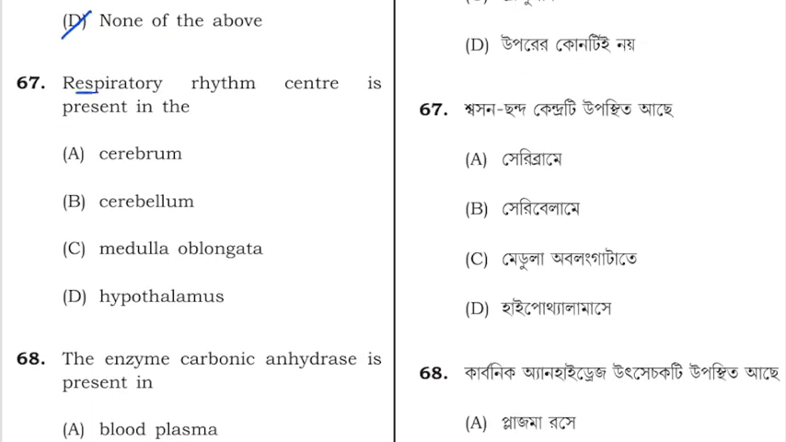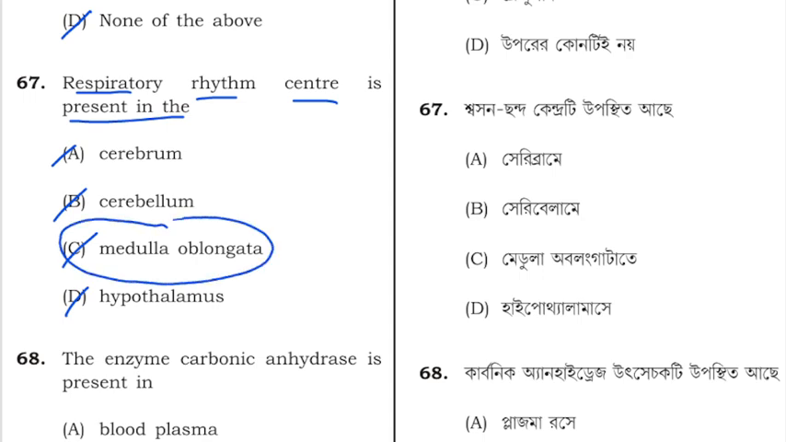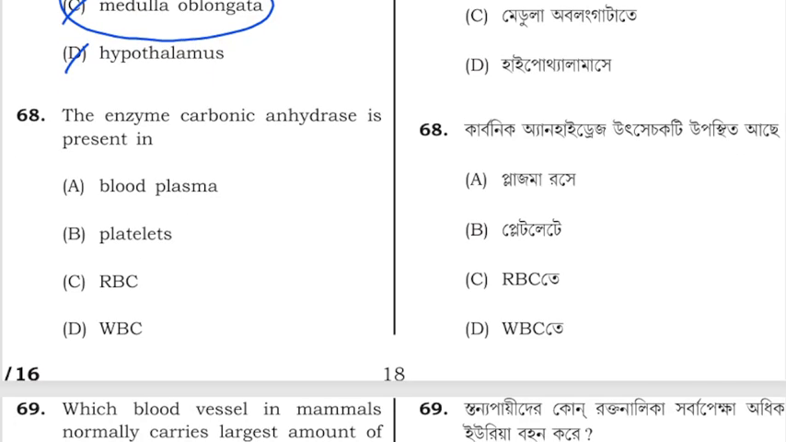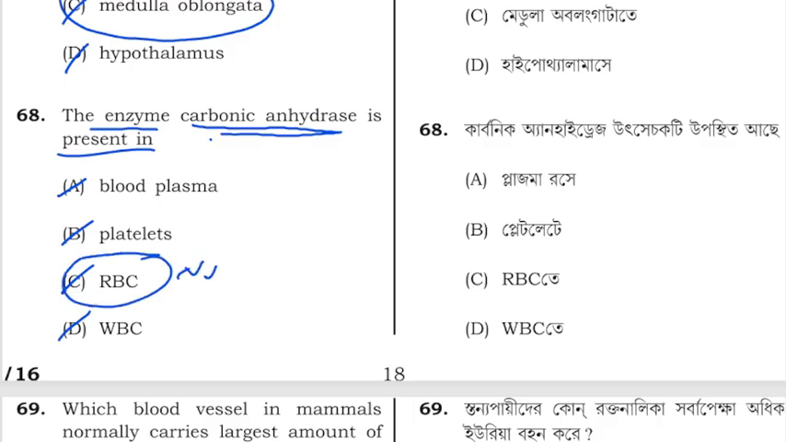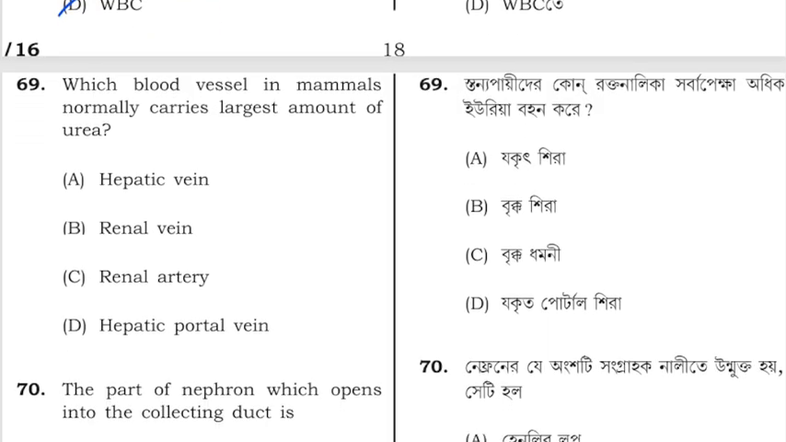Next is, the respiratory rhythm center is present in: cerebrum, cerebellum, medulla oblongata, or hypothalamus. So this respiratory rhythm center is present in the medulla oblongata. So option C is correct. Next is, the enzyme carbonic anhydrase is present in: A is blood plasma, B is platelets, C is RBC, D is WBC. So this enzyme carbonic anhydrase is present inside RBC, red blood cell. So option C is the correct answer.